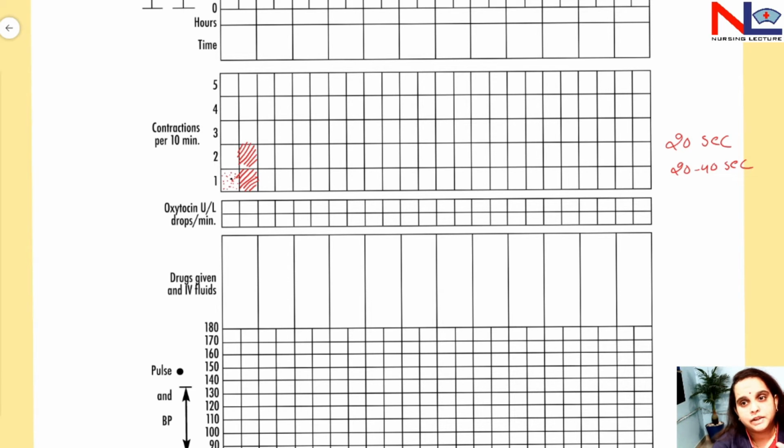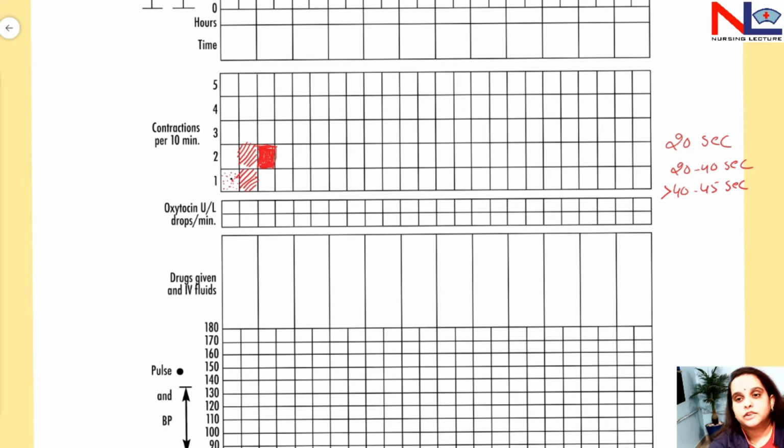So, by this slanting line, you can indicate the woman is having moderate contraction. And if you are palpating and you feel that the woman's uterus becomes hard for more than about 40 to 45 seconds, in that condition the contraction becomes severe type. So, how can you monitor the severe contraction here? You can just darken the box. So, the dark box is indicative of the severe contraction, like this. Okay. So, this is how you need to measure the mild, moderate and severe contraction.